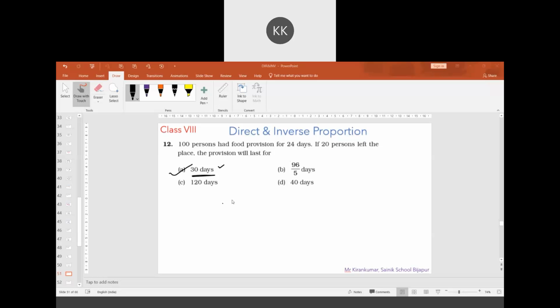This is inverse proportion. 100 persons work 24 days. If 100 persons are there, the total provision will be for 24 days. If 20 persons left, it becomes 80. We need to find this y. So 100 into 24 divided by 80 will give the value of y. We get it as 30 days. So 30 days is the right answer.